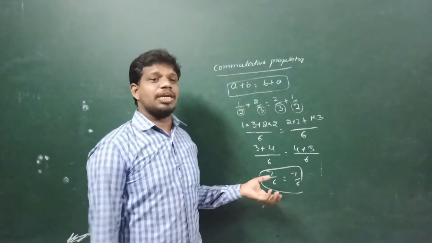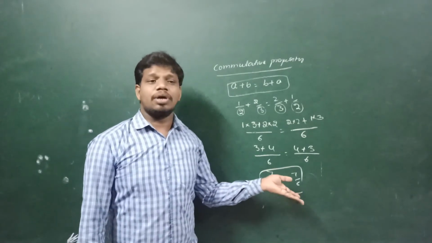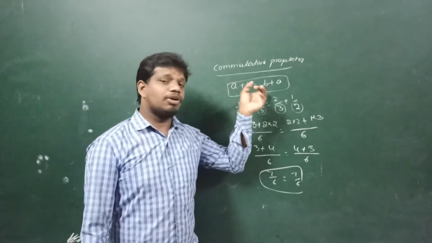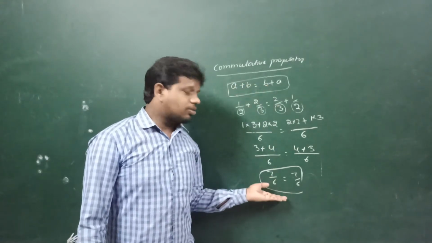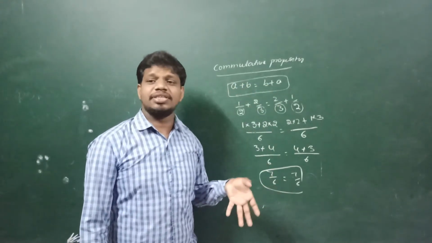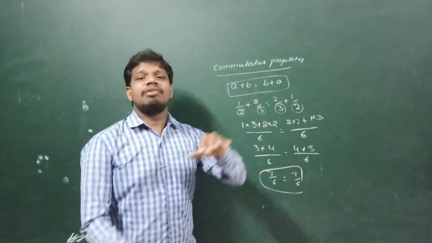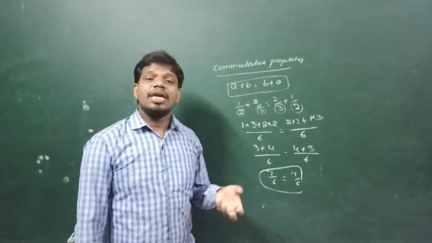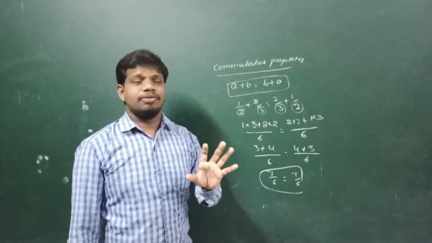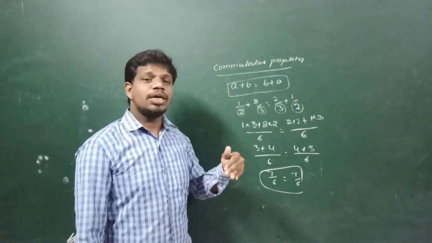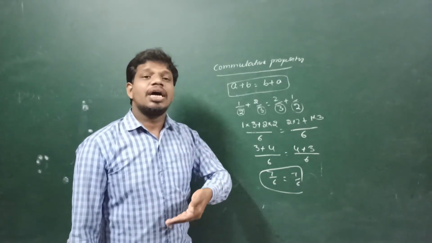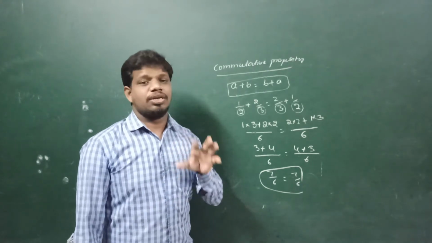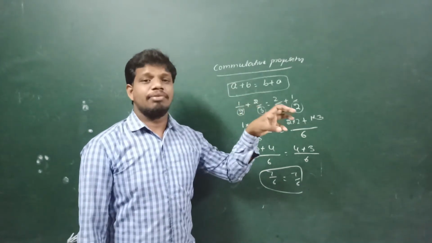Just observe children, here LHS equals RHS. The given condition is a plus b equals b plus a. So now we got these two equal. Then what can we say? The rational numbers satisfy the commutative property under addition. So this is the example for the commutative property under addition of rational numbers.